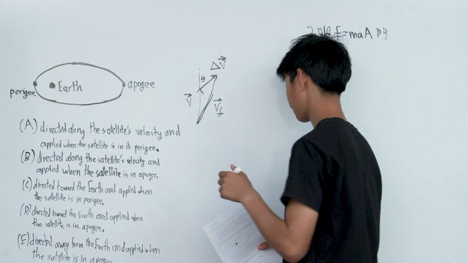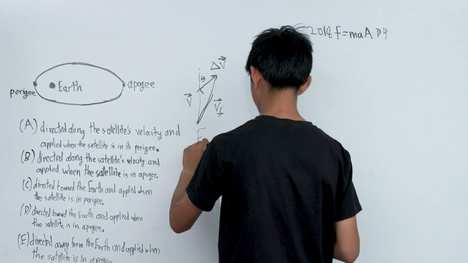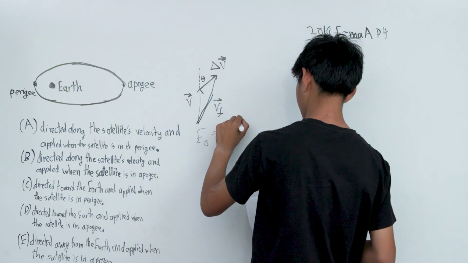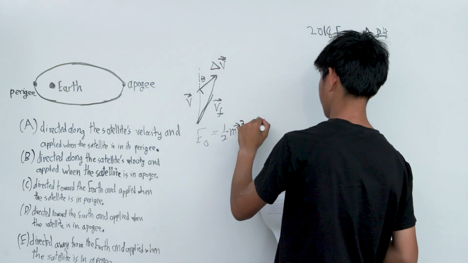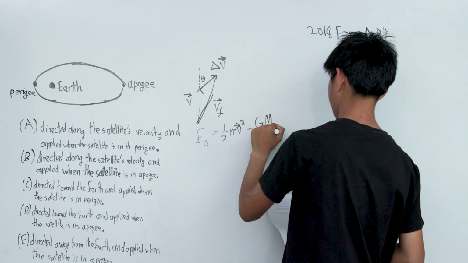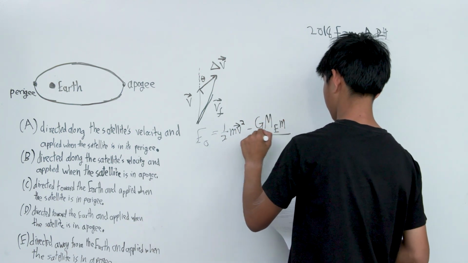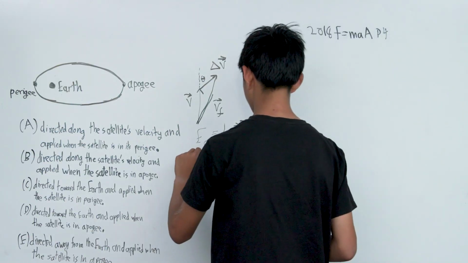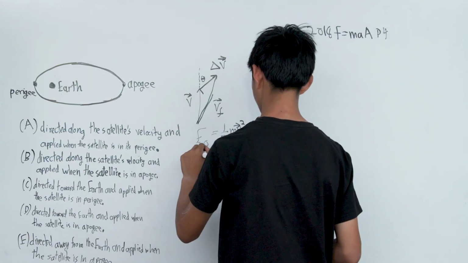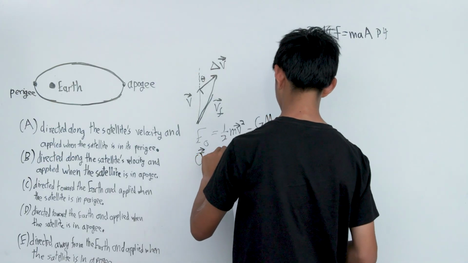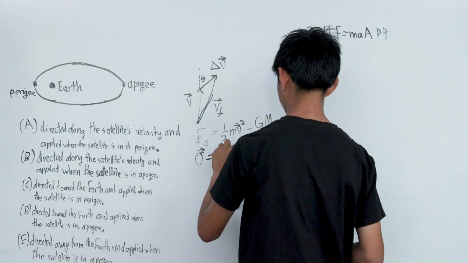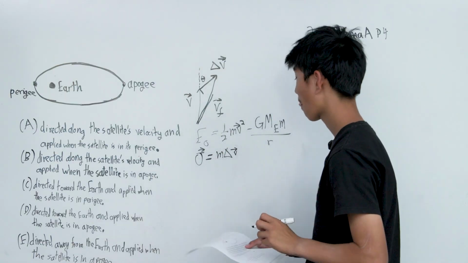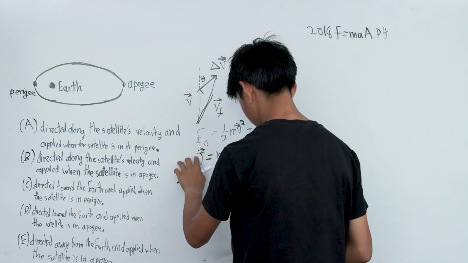So the initial energy in this case would be 1/2 mv squared minus G m sub E m over r. Now use the impulse-momentum theorem. So we get J equals m delta V.